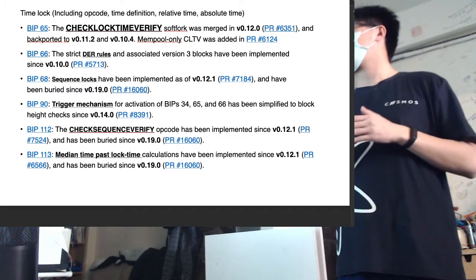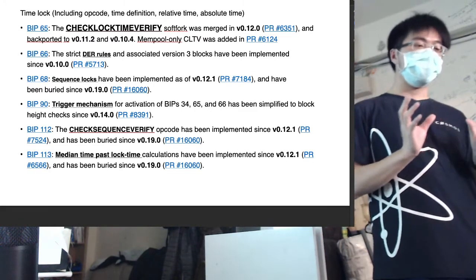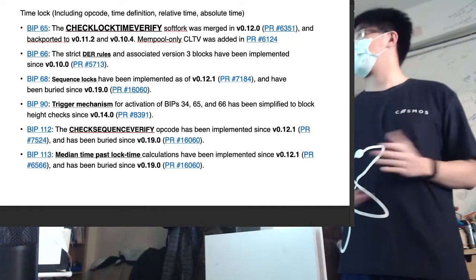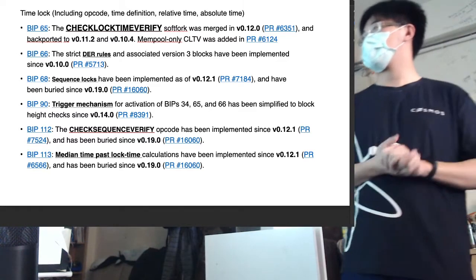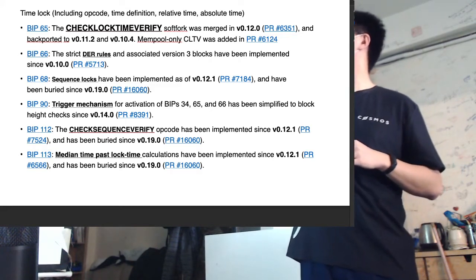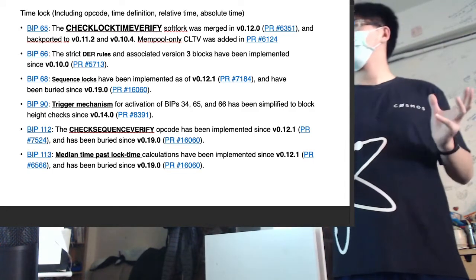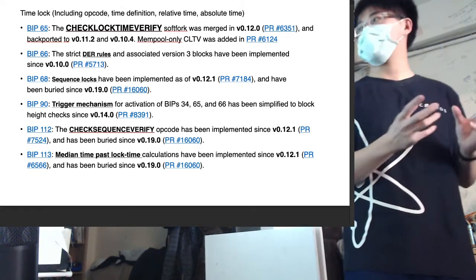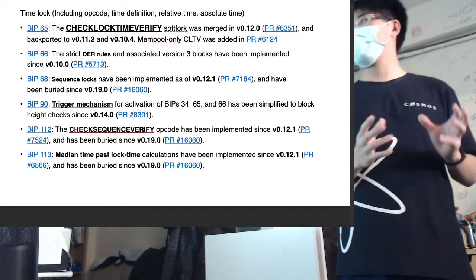And BIP 65, 66, okay, all of them are talking about how to put the time lock inside. We have many kinds of time lock, like relative time lock or absolute time lock. So how to build it? We can use check sequence verify, or check lock time verify, which are the OP codes that have already been added, to check the time inside. And where is the time? We have to let the blockchain know what the new kind of time is. So BIP 113, they have a median time past lock time to let them know what the time is inside the blockchain.